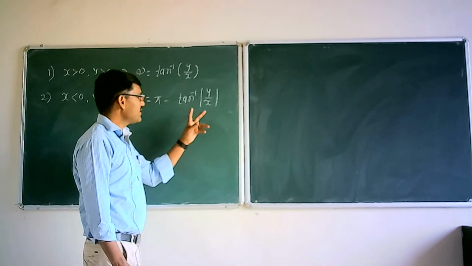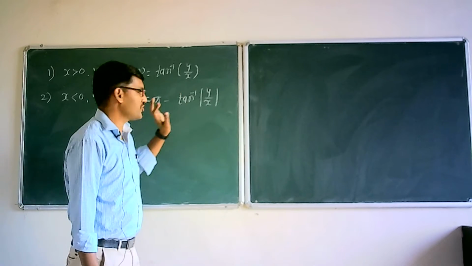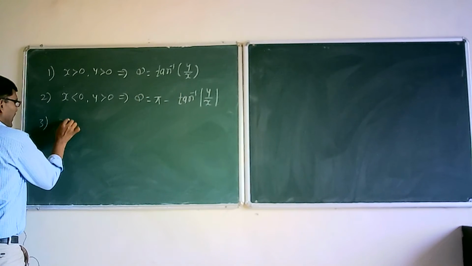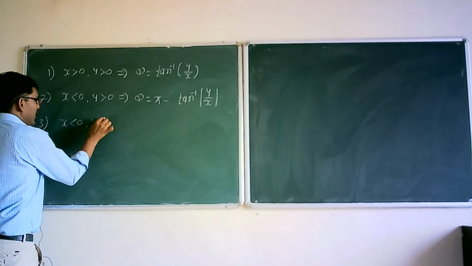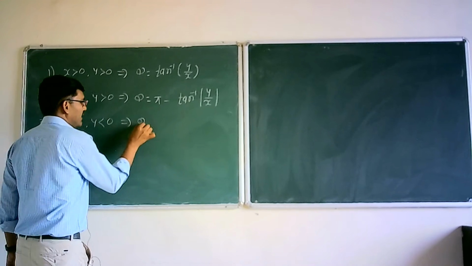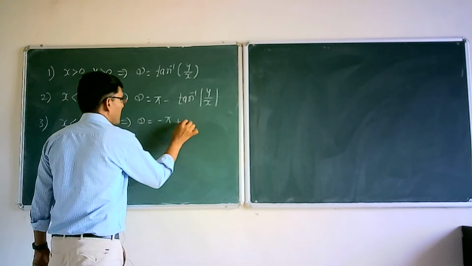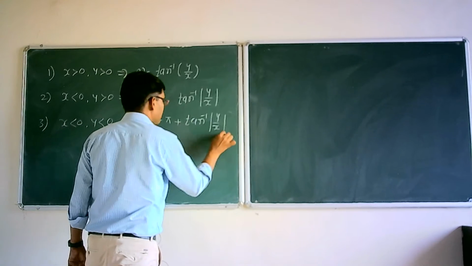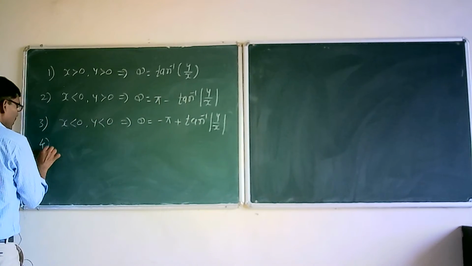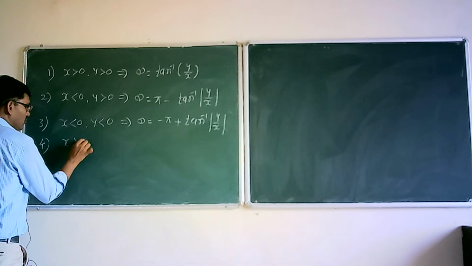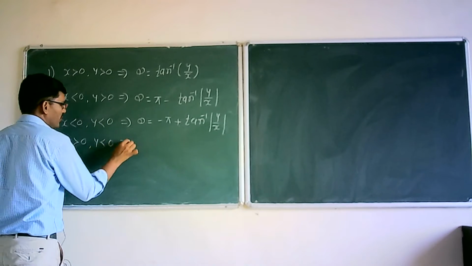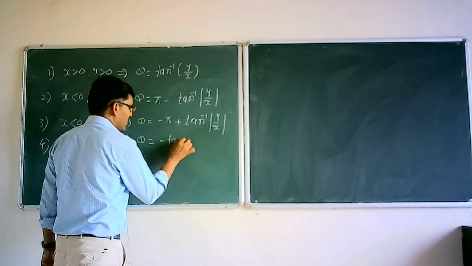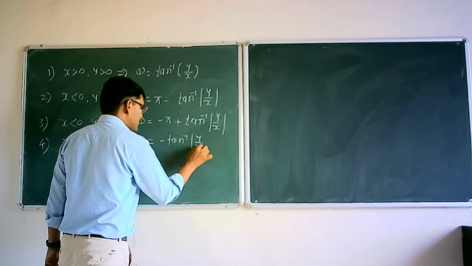What is mod? Convert x and y into positive. Now next, number 3, if your x is less than 0, y is less than 0, then your theta is equal to minus pi plus tan inverse mod of y by x. And number 4, if your x is greater than 0 and y is less than 0, in the fourth quadrant we can write theta is equal to minus tan inverse of mod of y by x.